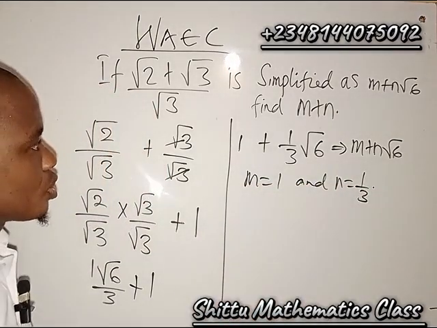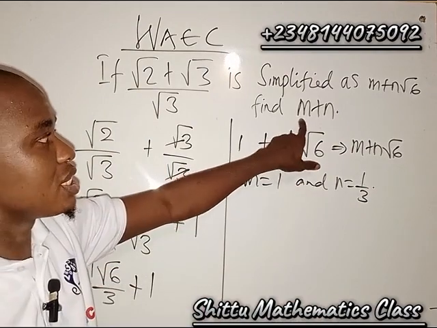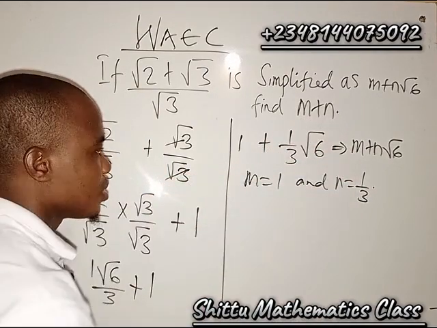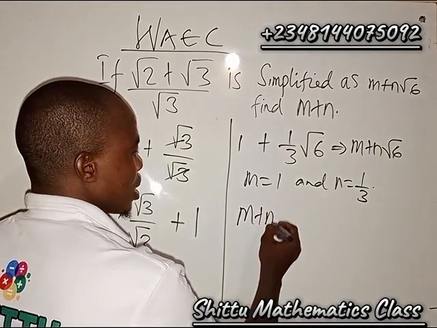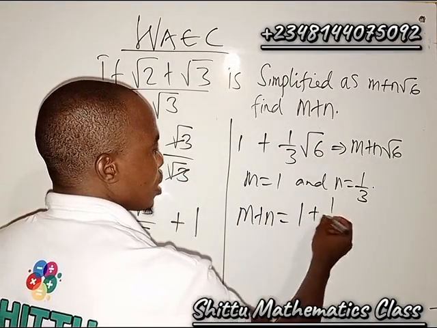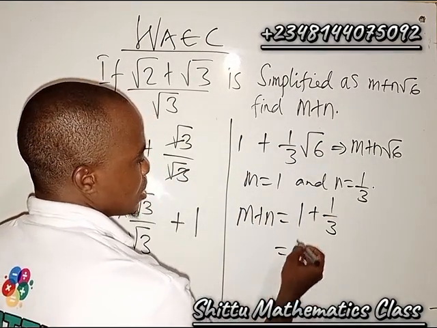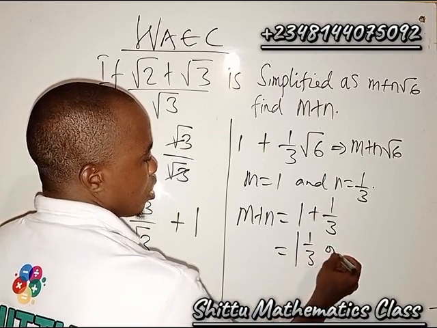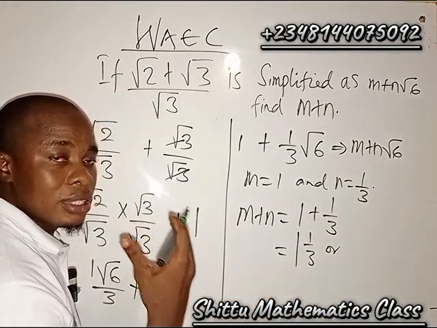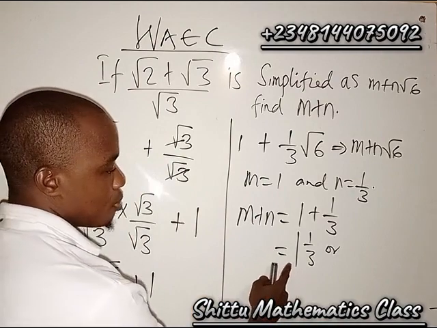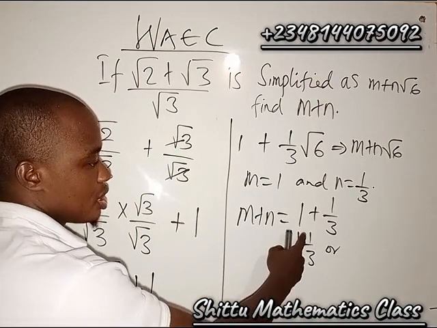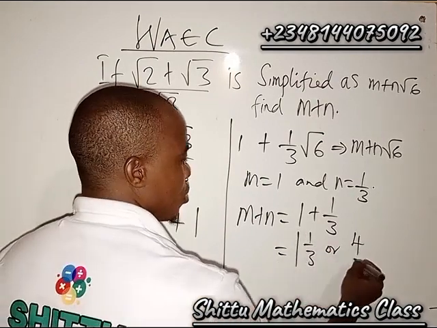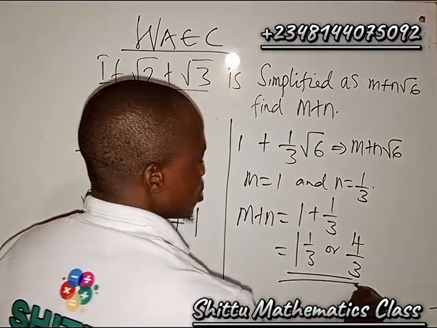Right? Good. So now from there, the question said find m plus n. So m plus n is now going to be 1 plus 1 over 3, which is the same thing as 1 whole number 1 over 3, or you write it as an improper fraction. 3 times 1, we have 3, plus 1, 4, we have 4 over 3. Okay, and that is the solution.